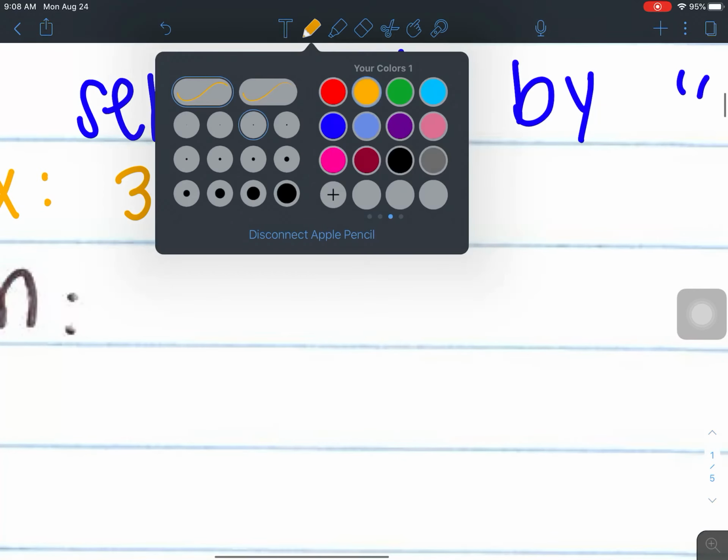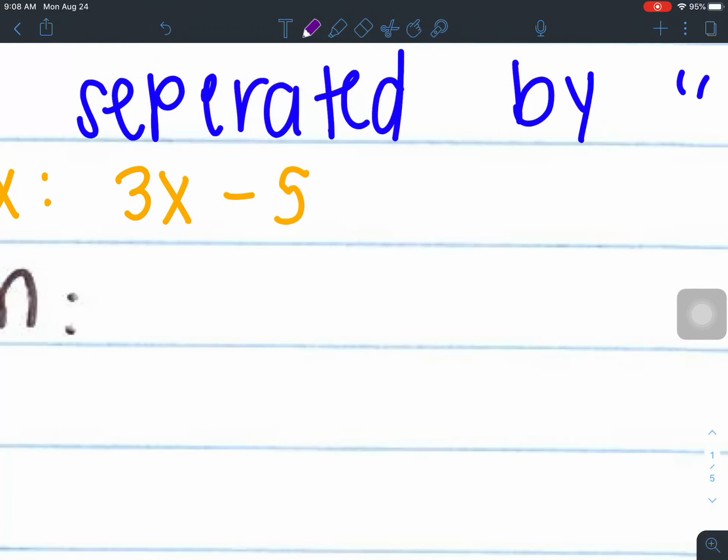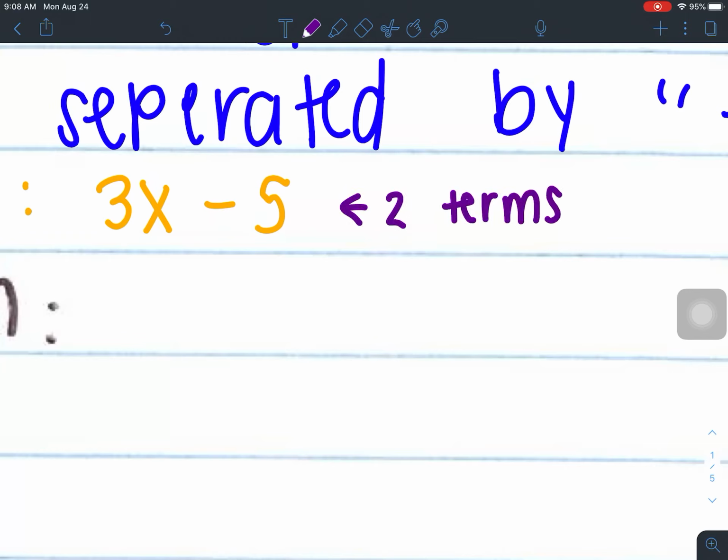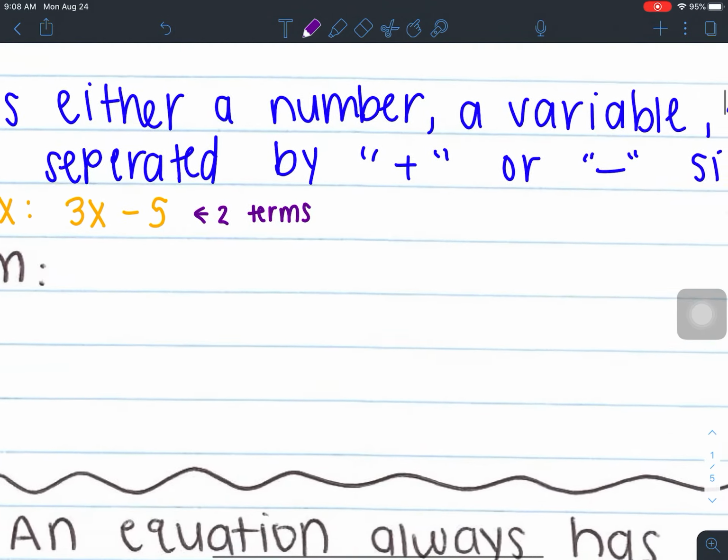Now, why is this two terms? Remember, I said that it's separated by a plus or minus sign. So this is what's separating them. So I have one term over here and another term here. So in this case, this would be two terms. One of my terms is 3x, and the other term is 5. They are separated by a minus sign.